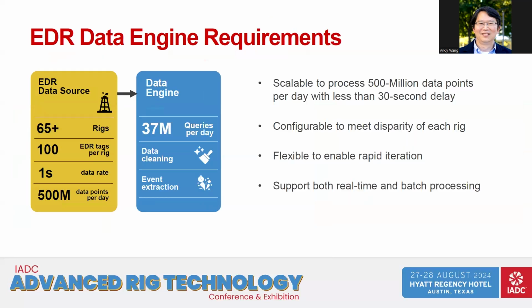So how much data are we talking about? Just the EDR data alone, we are talking about processing 500 million real-time data points per day. In addition to that, we actually have to issue 37 million database queries per day. This is because in order to generate all the events data, including the component models, we have to look back in time and correlate a lot of different data streams in order to figure out all those events. So this is quite intensive in terms of both the real-time nature and also the historical nature of data processing.